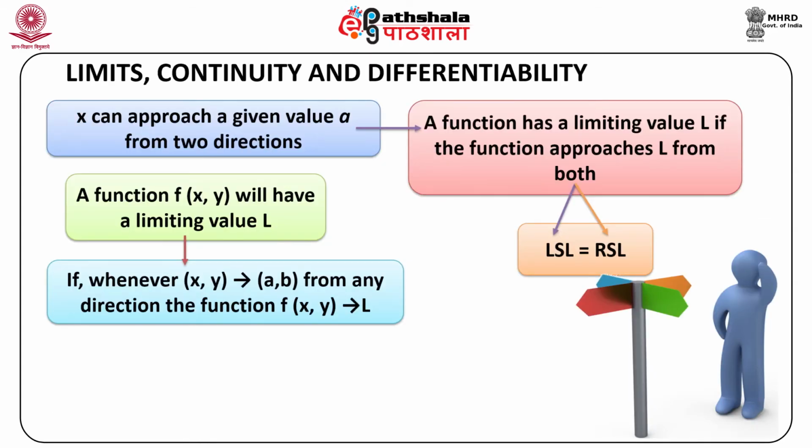Now let us discuss limits, continuity and differentiability. The concepts of limits, continuity and differentiability extend to multivariate functions with certain modifications in the interpretation of various concepts. In the one variable case, x can approach a given value a from two directions. We say that a function has a limiting value L if the function approaches L from both the left hand side and the right hand side, that is, LHL equal to RHL as x approaches a.